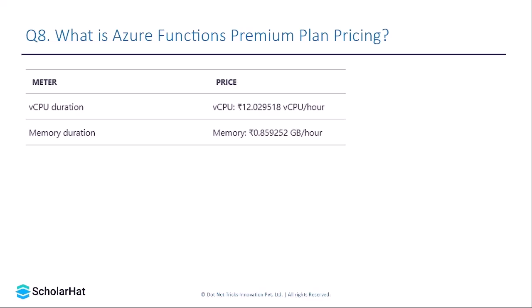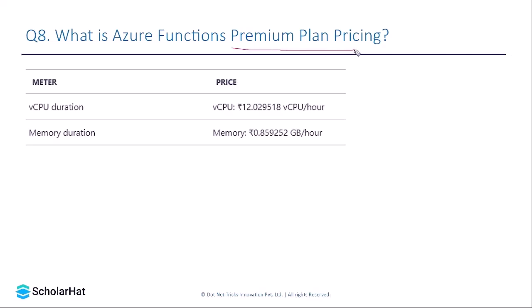So a question might be asked like, what do you mean by a cold start in case of an Azure function? Let's say you are not using an Azure function for a couple of hours, and as soon as you start using it, the first call would be a delayed call, because at that time, Microsoft is doing a couple of things behind the scenes to run your Azure function. That issue exists in the consumption plan pricing model, but that issue does not exist in case of an Azure function premium plan.